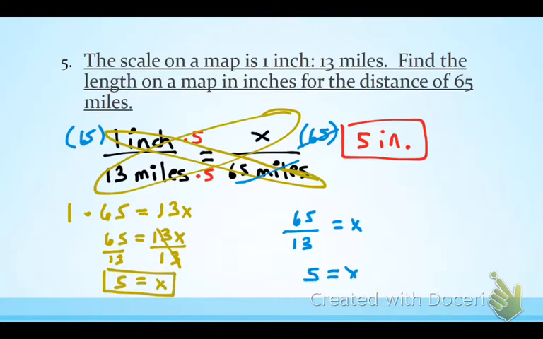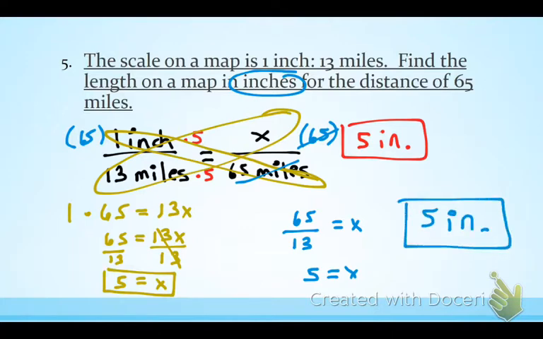Now, the main thing is, go back to the question. It says, find the length on a map in inches for the distance of 65 miles. So if you were to tell me your answer was 5 miles, that would be wrong. The answer is 5 inches. It does not matter to me which way you find it. I know my board looks a little messy right now, but you can see in red, we did equivalent ratios. In the brownish color, we did cross products, and then in the blue, we did it using algebra. Once again, I do not care how you do it.